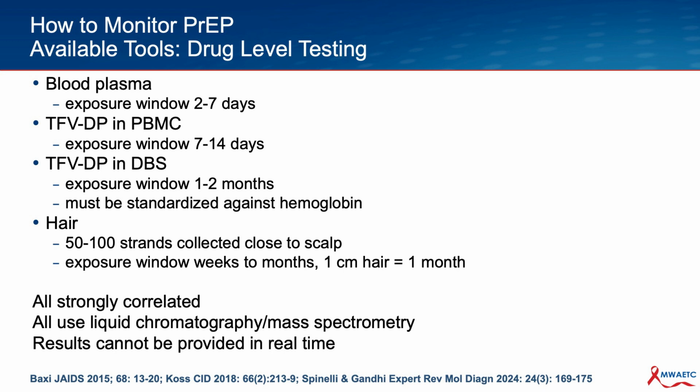So plasma is the shortest. It really only tells what's happened over the last few days. And as you get to PBMCs and then dry blood spots, you have a longer window. And I always think about this like the difference between blood glucose and hemoglobin A1C, where you can determine medicine taking and how well blood glucose control has been over the last few months.